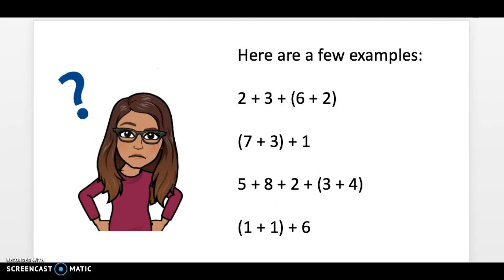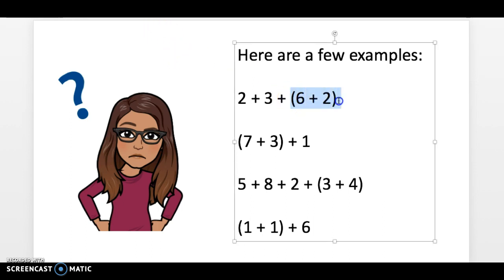Here are a few examples of what you will be looking for and what you will be creating. The first numerical expression that we see is 2 plus 3 plus (6 plus 2). The 6 and 2 are in parentheses. What does this mean? From our previous lesson, we remember that parentheses means that that problem is done first. Everything outside of the parentheses is to follow.